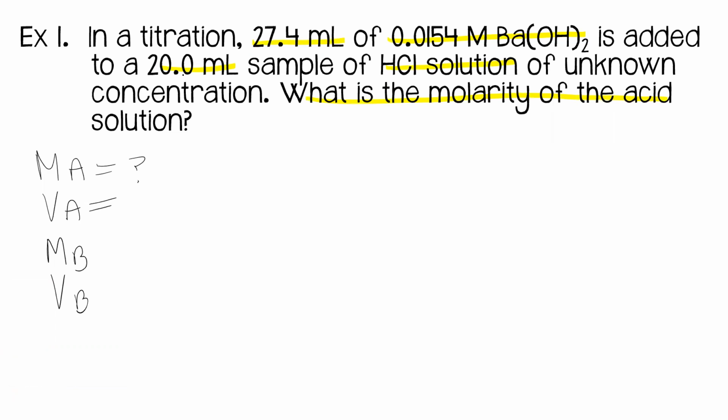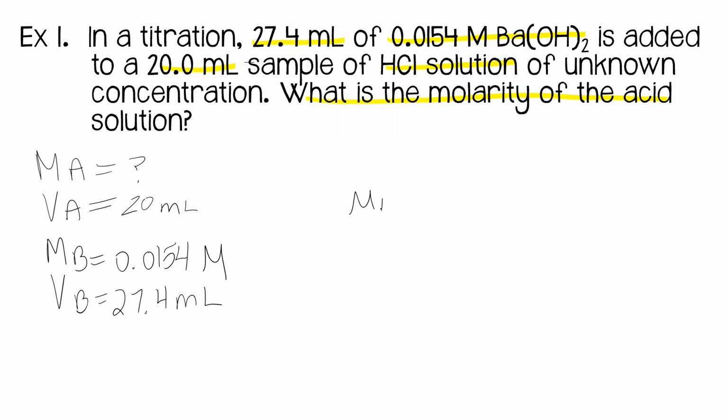VA is 20 because it says 20 milliliters of a hydrochloric acid solution. MB was my molarity of my base. And then VB is the volume of base. So you just have to make sure you're putting these in the right spot.